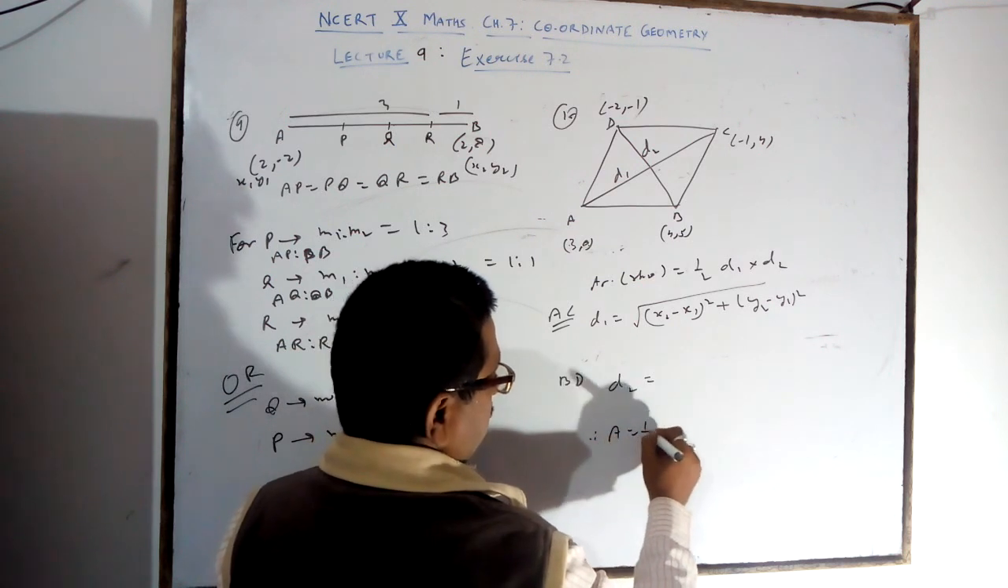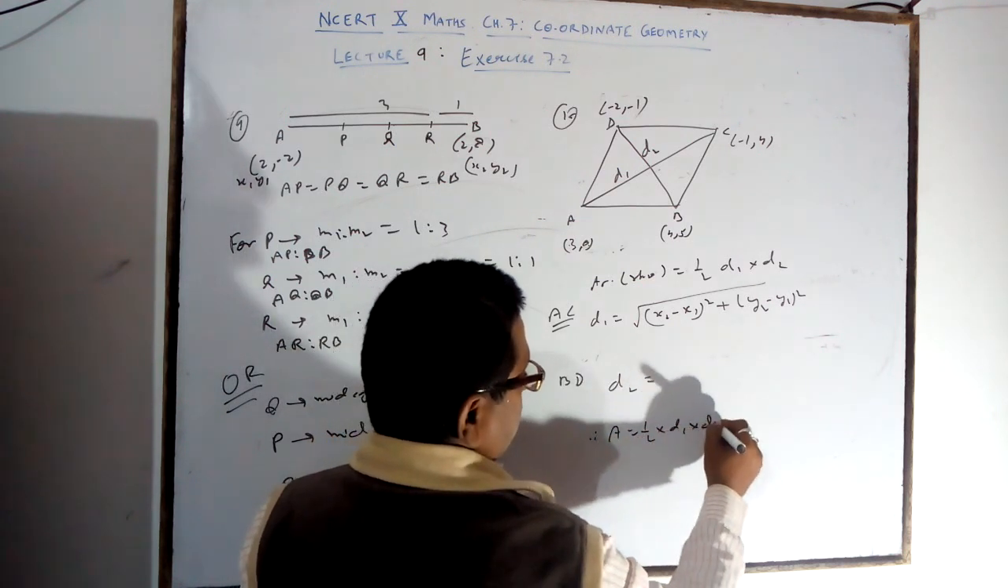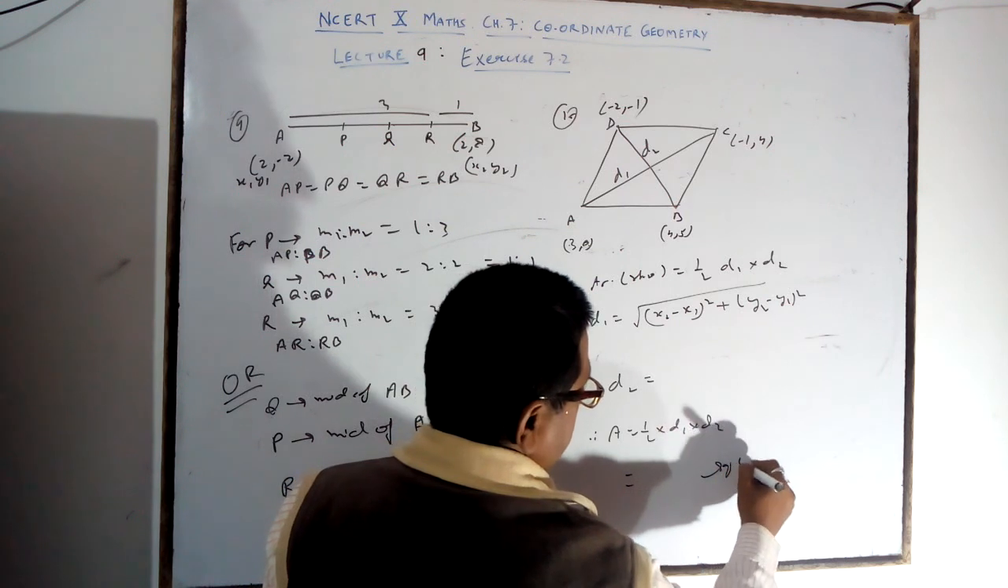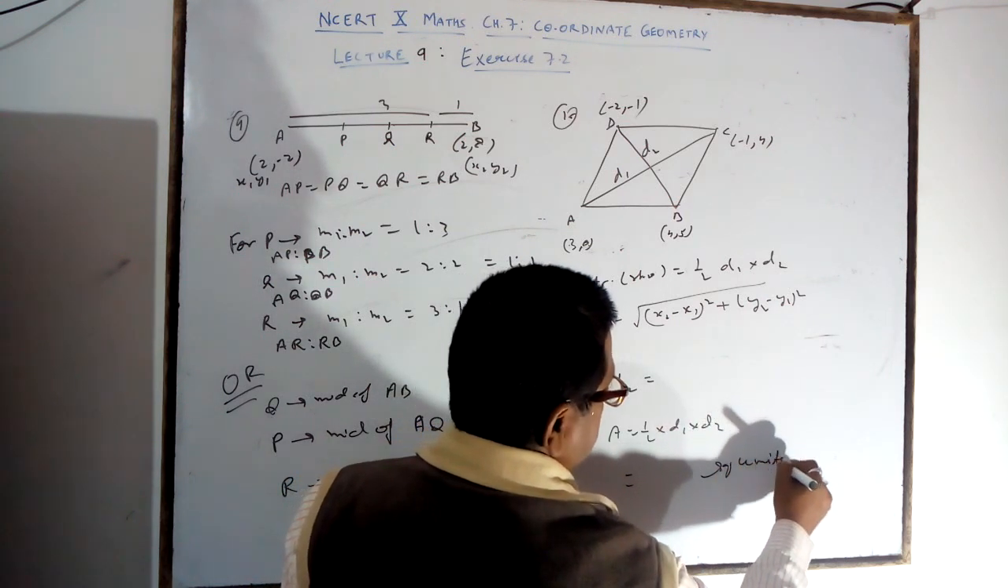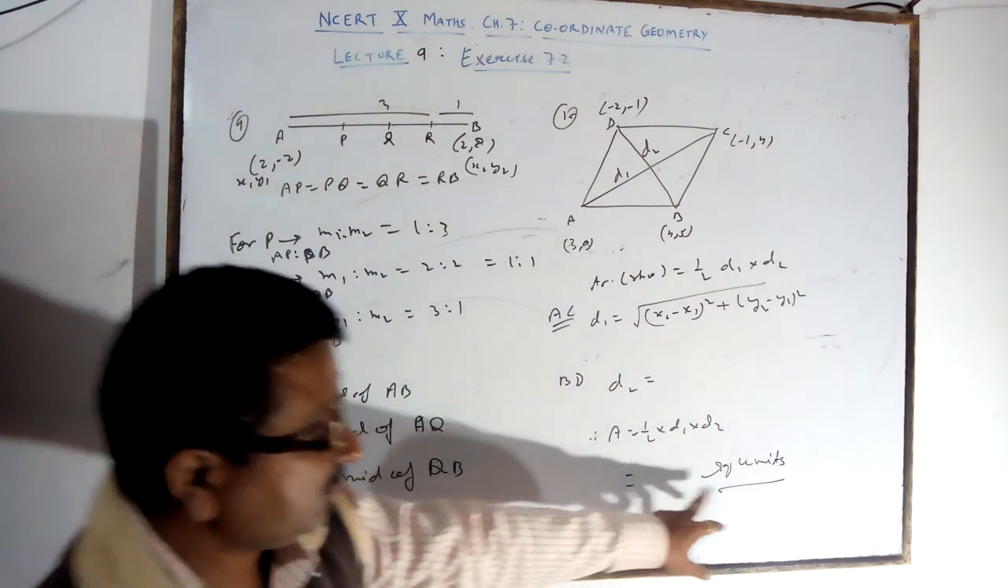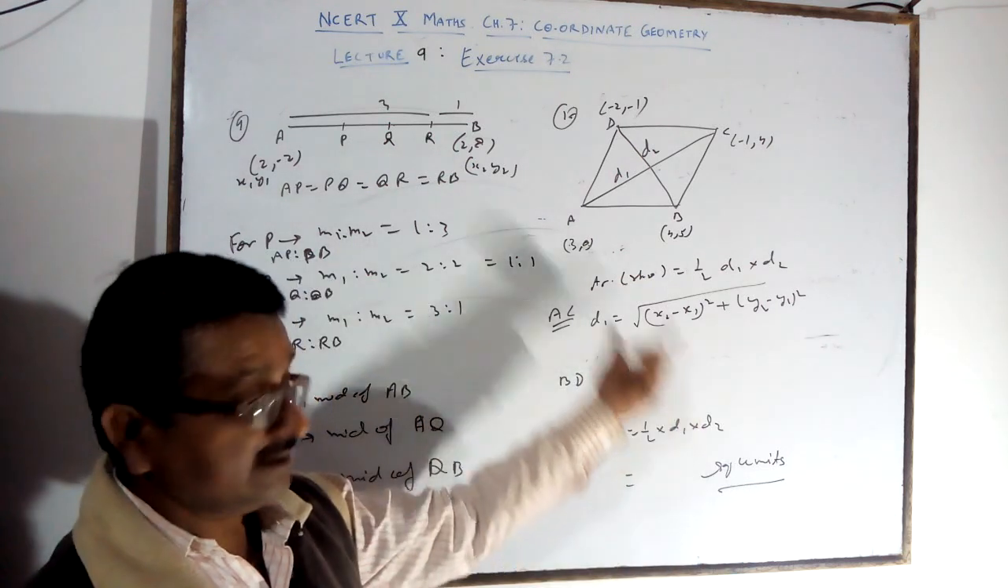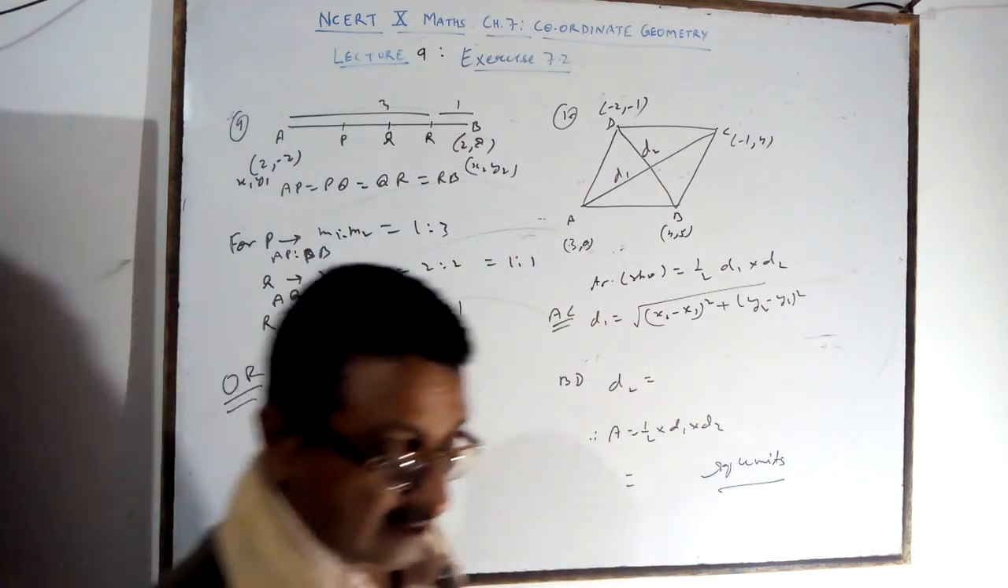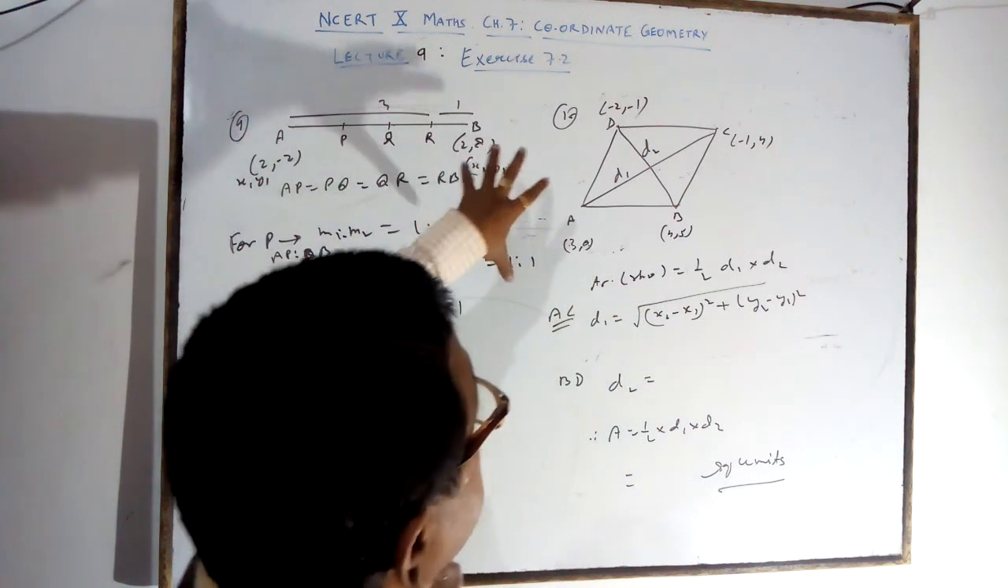Area is equal to half into d1 into d2 square units. What is your answer? The unit is very important. If you are not writing this, you will not get the full marks after solving it. So that's all. I hope you are understanding all of this.